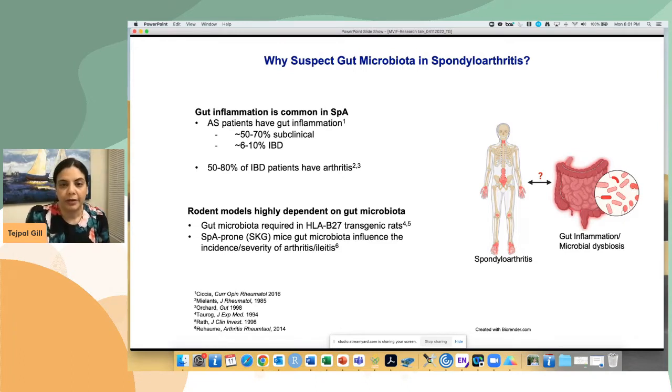However, if you add back even normal luminal microbiota or even altered Schaedler's flora, there will be development of arthritis and gut inflammation. In addition, in another model, the SKG mice, the presence of certain types of microbiota will increase the incidence as well as the severity of arthritis as well as gut inflammation.